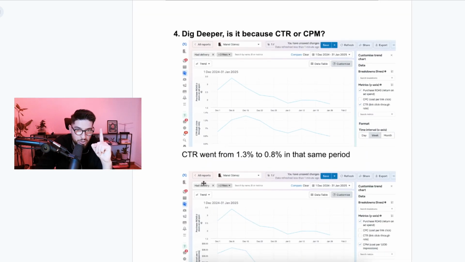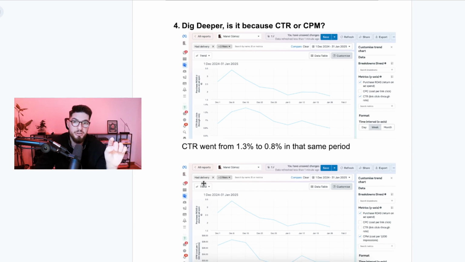But I've got to dig deeper. Why? Because the CPC gives me no information. I've got to look at the CTR and the CPM as we mentioned before. So I still have ROAS above here. This is my ROAS since December and January, by week. And then below I've got the CTR. So I can see how the CTR went from 1.3 to 0.8% in that same period. This is pretty bad.